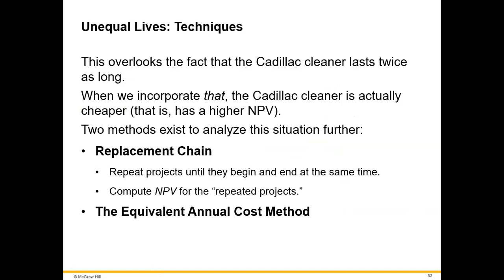When you have unequal lives, you have to incorporate that into your calculation. So there's two methods of doing that. The first is called replacement chain. You repeat the projects until they begin and end at the same time, and then you compute the NPV for the repeated projects. That's one way. The other is to calculate what we call the equivalent annual cost and then determine which is better.